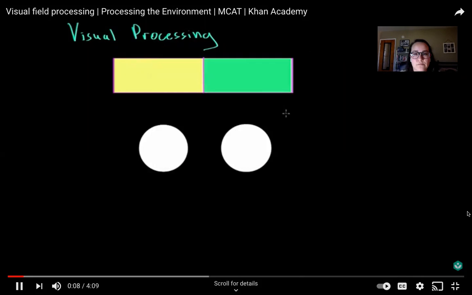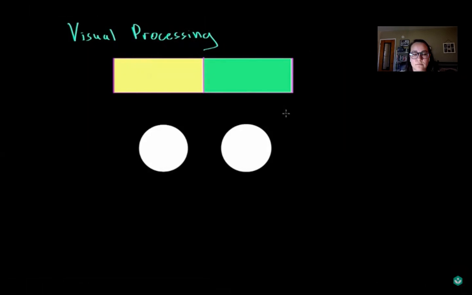In most of our body, we have the right side of the body being controlled by the left side of the brain, and the left side of the body is controlled by the right side of the brain. So how does this work in vision? So let's imagine that this rectangle that I drew is our entire visual field. And if these two eyeballs were focused in at the center of this rectangle, so if they were both focused in on this purple line, all they can see are these two colors.